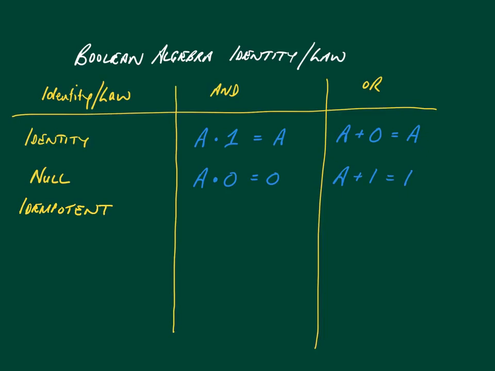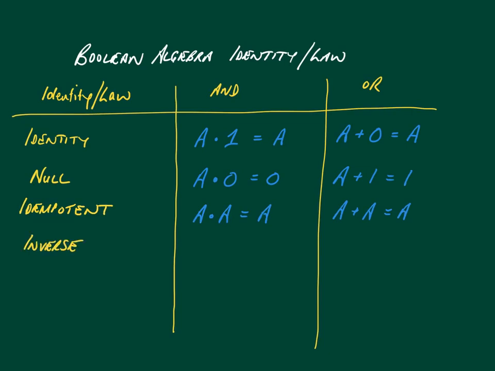With idempotent, that word means that it's an element of a set which doesn't change in value when you multiply it or otherwise operate on it by itself. So A and A is still A, and A or A is always A as well.